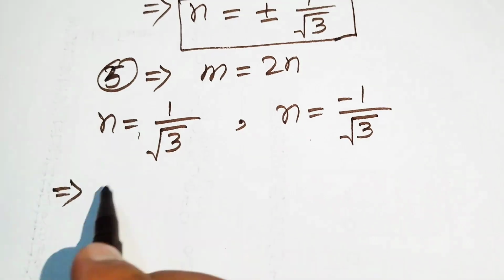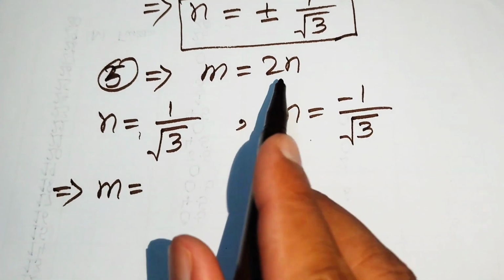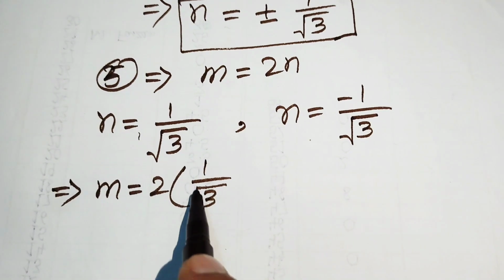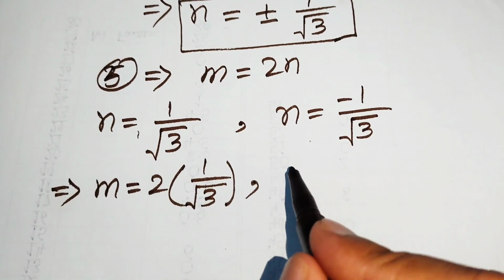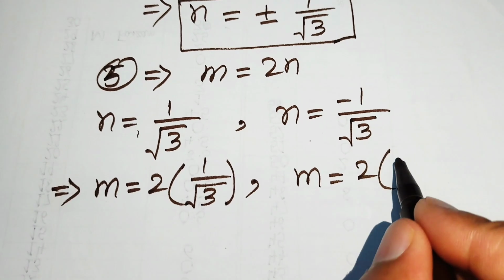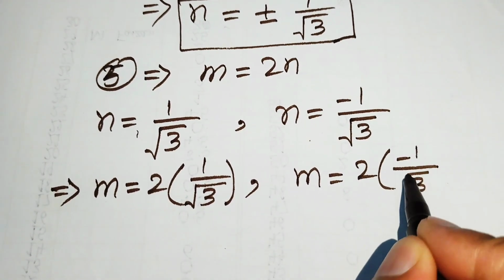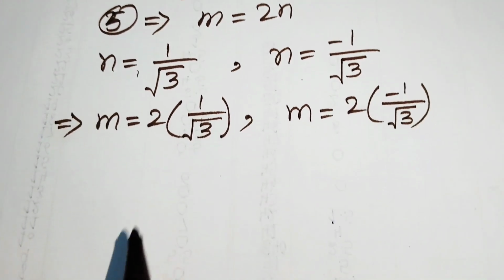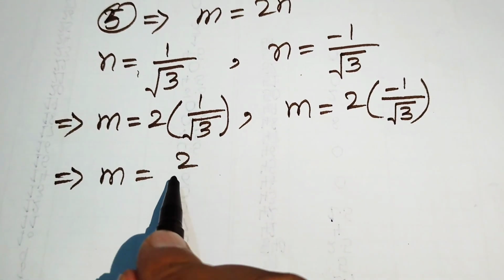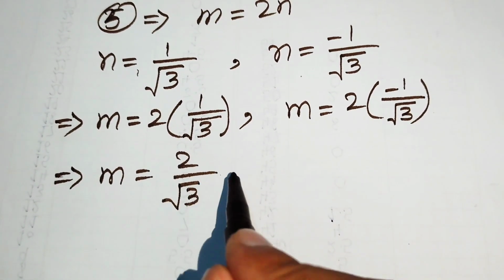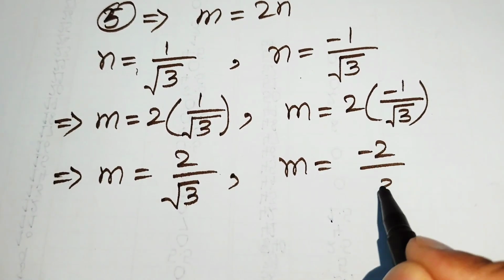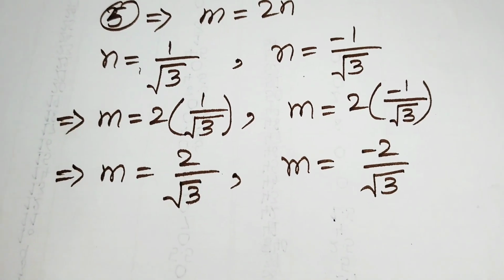We have m equals 2n, so this is 2 times 1 over square root of 3, and similarly m equals 2 times minus 1 over square root of 3. Here we clearly find that in one case the value of m is 2 over square root of 3, and in the other case m equals minus 2 over square root of 3.